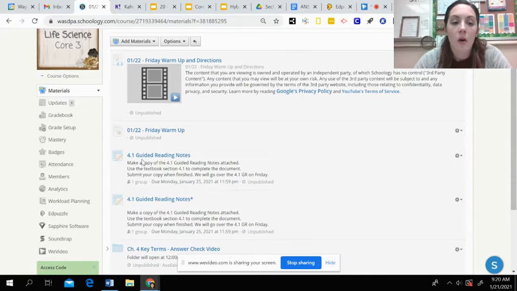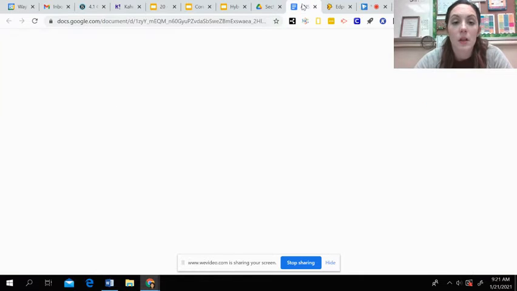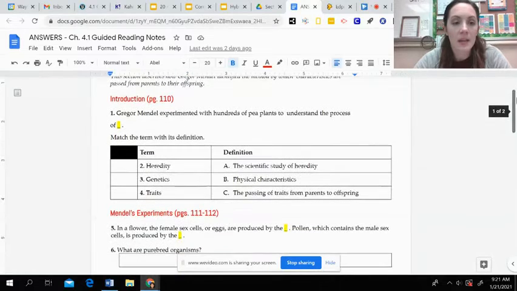Then we have our 4.1 guided reading notes. So if you click on that assignment, you have the guided reading document, and you're going to use the 4.1 textbook section. So our guided reading document looks like this. Again, each section has page numbers where you might have to type in an answer or match terms. For the terms, look for the bold words, or you can look in the glossary to see what those definitions are and match them.